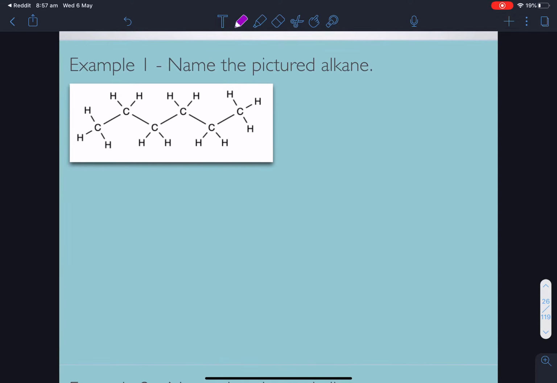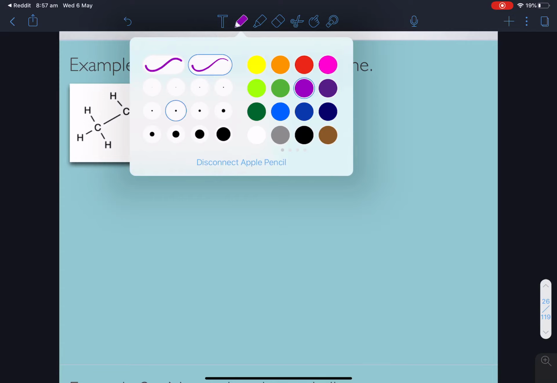Okay, do I want a different colour? I might go for blue.